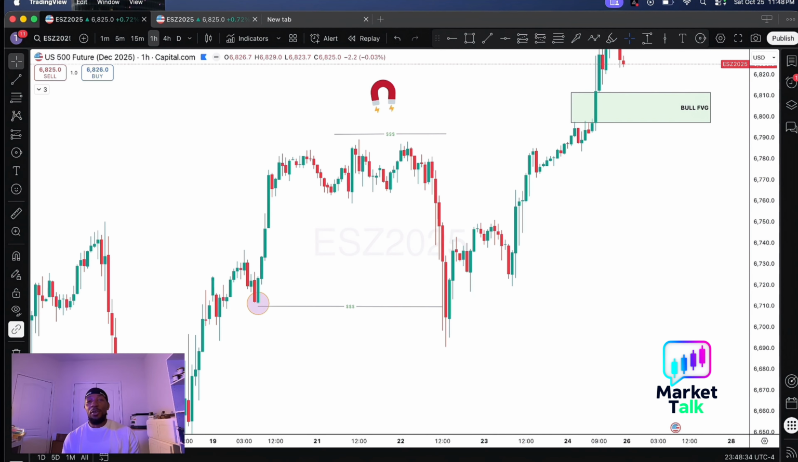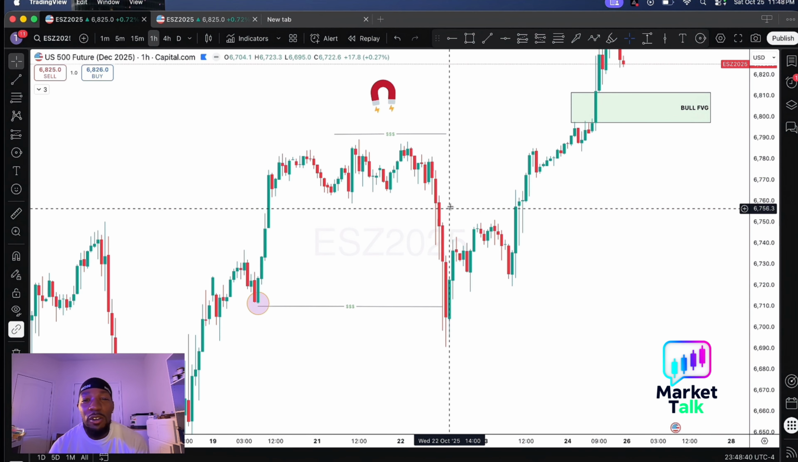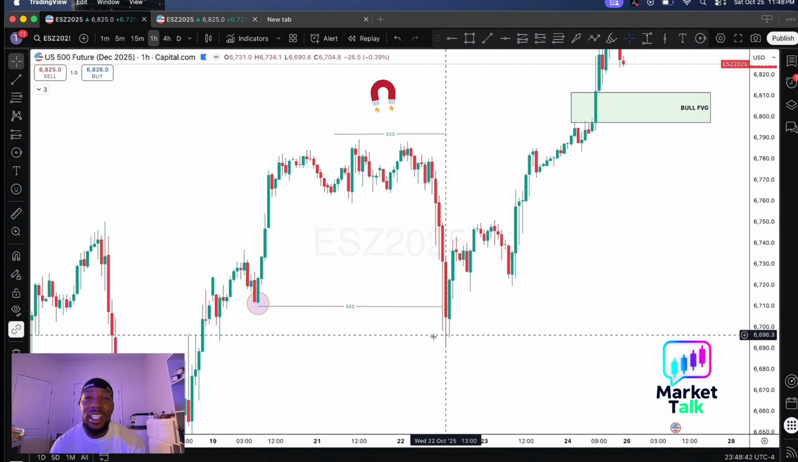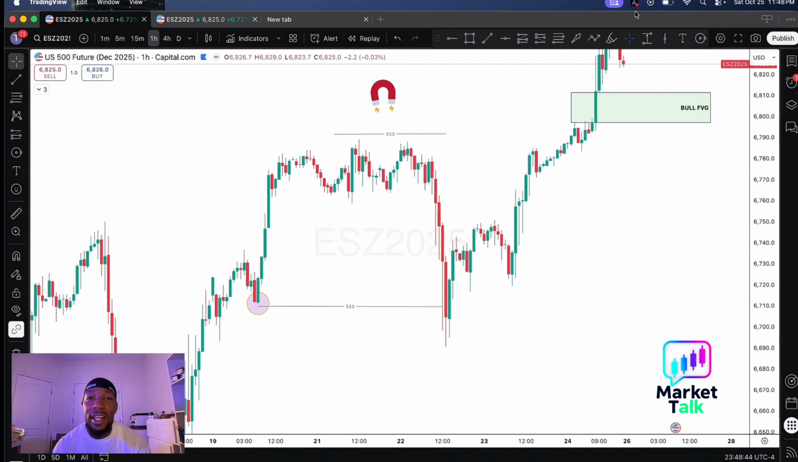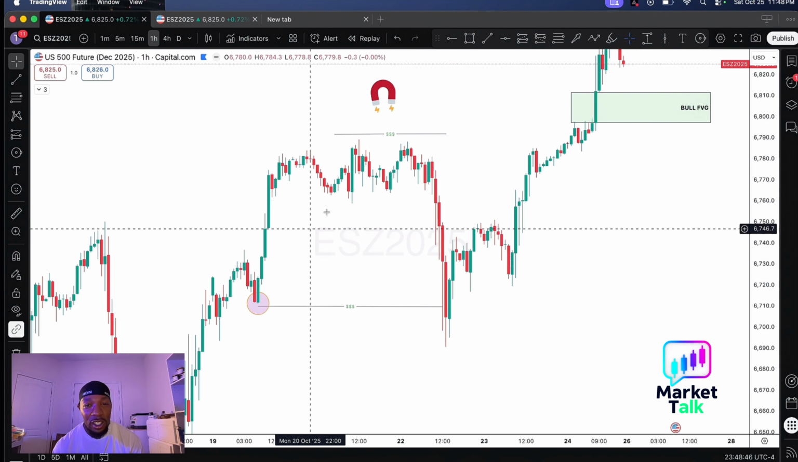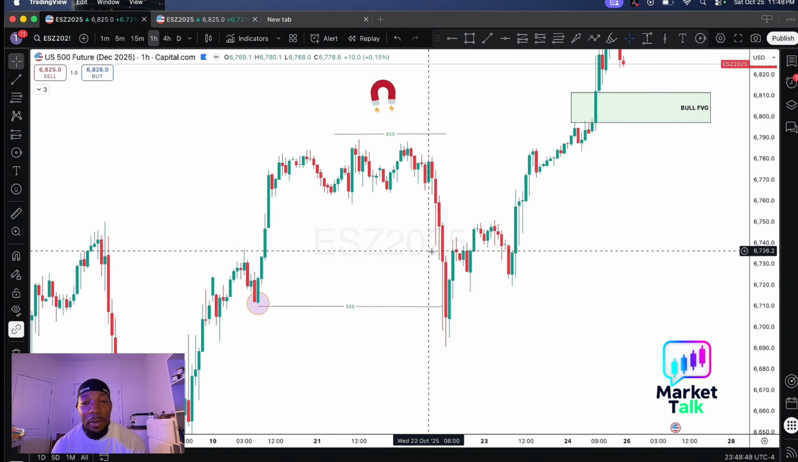Alright, boom. We have a prime example on the charts right here of a stop hunt, right? So we have liquidity resting below this low. Price comes, collects these stop losses, and snaps back into the opposite direction. So this is a prime example of a stop hunt right here.